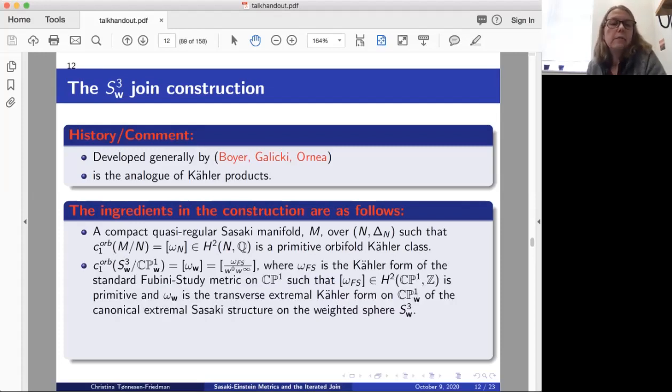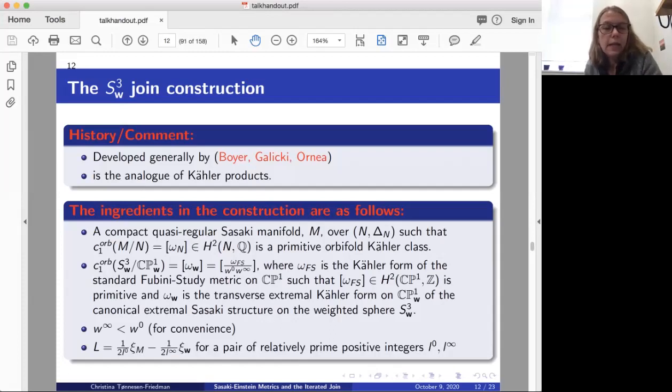And then likewise, we take the weighted 3-sphere with a Sasaki structure, and we also pick it so that the class on the base is a primitive orbifold class. So for example, you might take the class of the standard Fubini-Study metric, divided by the order of your CP1 with weights. Then within that class, there's a standard extremal Kähler metric that one can use. Okay. And for convenience, I'll let w infinity be less than w0. That doesn't matter. And then I take a certain linear combination of the Reeb vector fields for these two Sasaki structures. So I have to pick some relatively prime positive integers, l0 and l infinity.